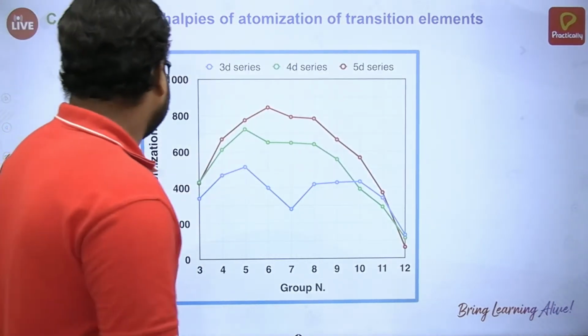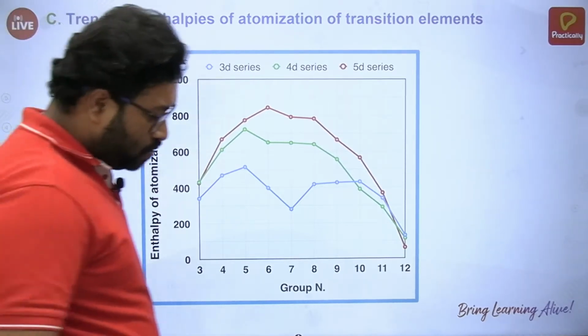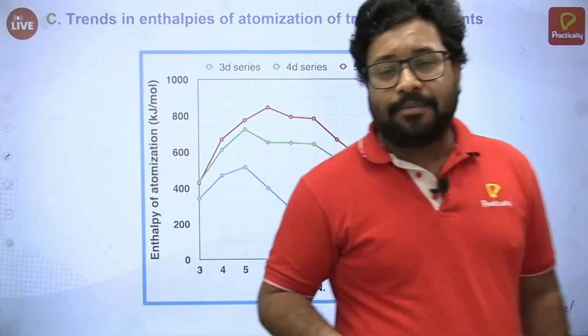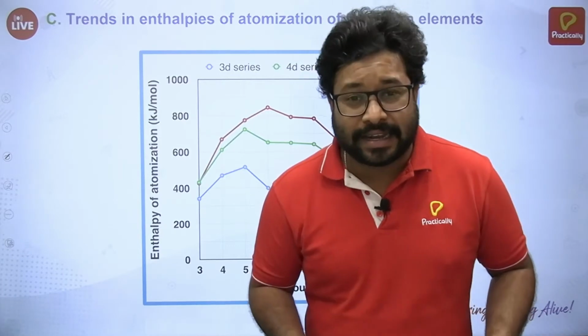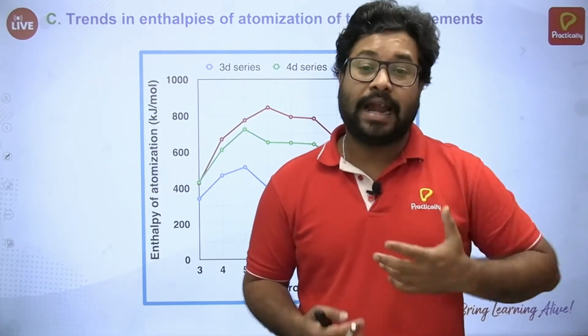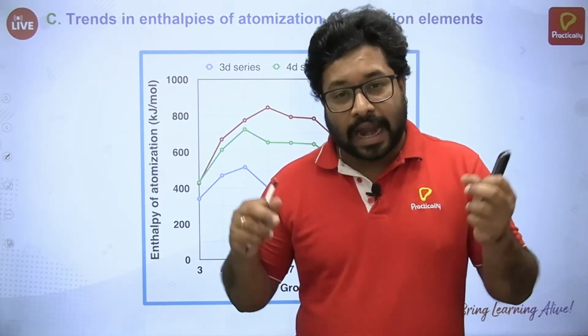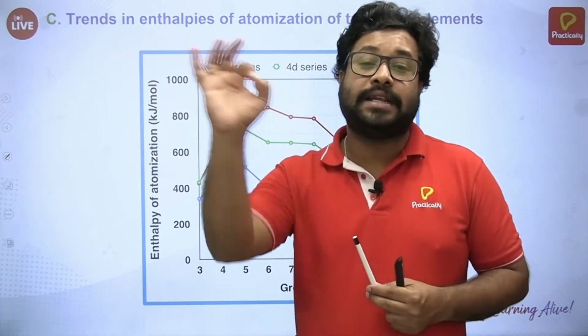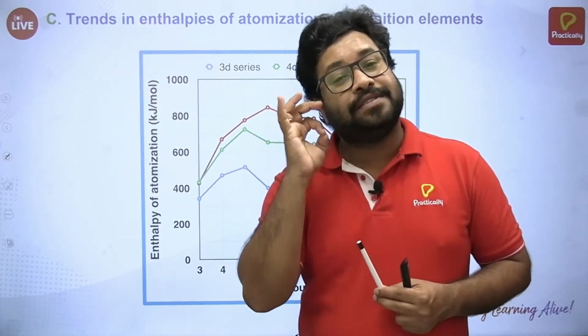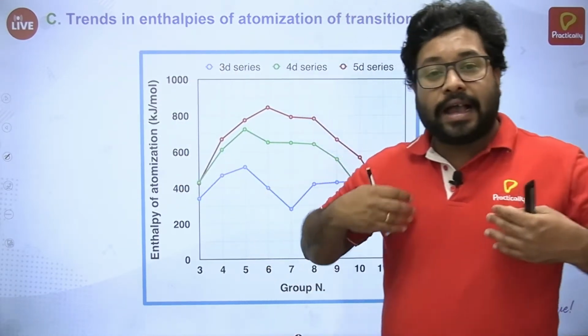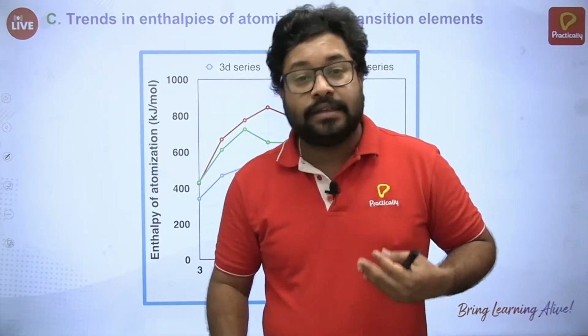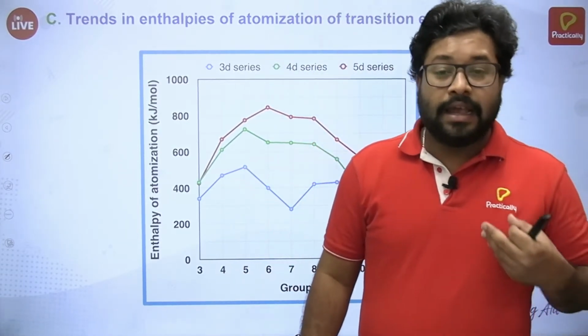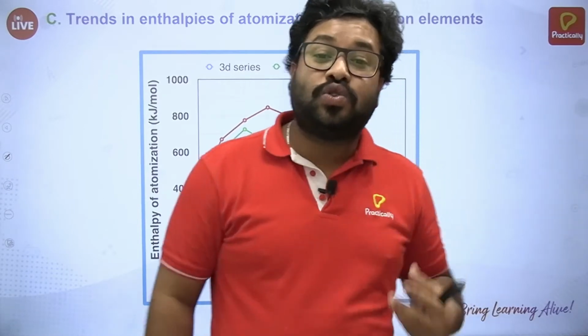Again, enthalpies of atomization, as I again told you, is connected with what? Lattice energy of your metal. Lattice energy of transition metals is extremely high. It is very, very high. And as the atomic number increases, enthalpies of atomization also increase.